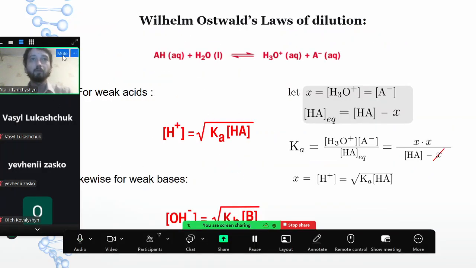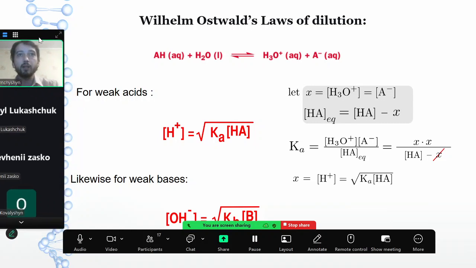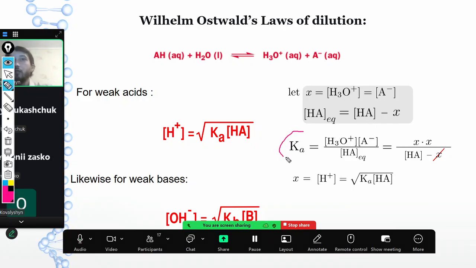Okay. Some more things about solutions, dilutions, and so on. Once again, an example. We have a reaction, an acid reacting with water, and we get H3O+ and A-. For weak acids, we can write a few formulae. These are acids that are not fully dissociated or are weakly dissociating. So here is an equation for Ka.